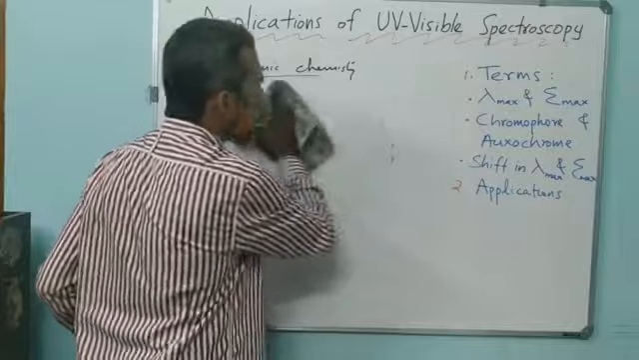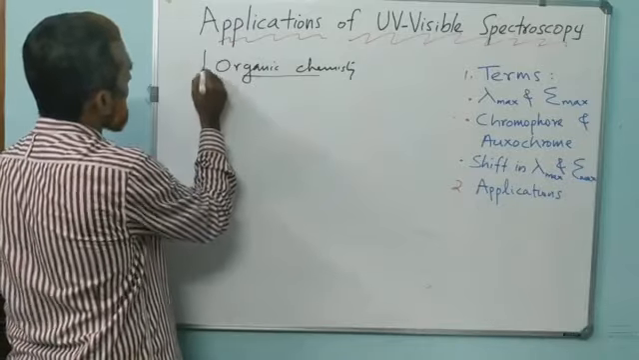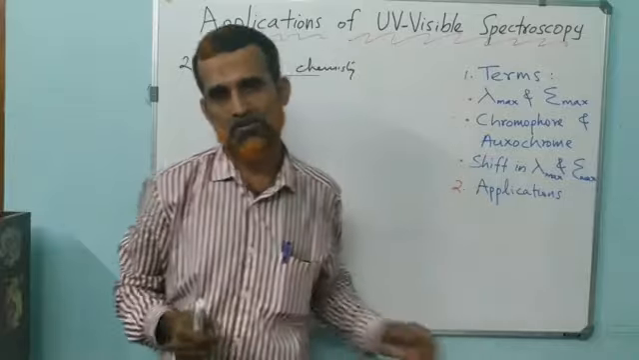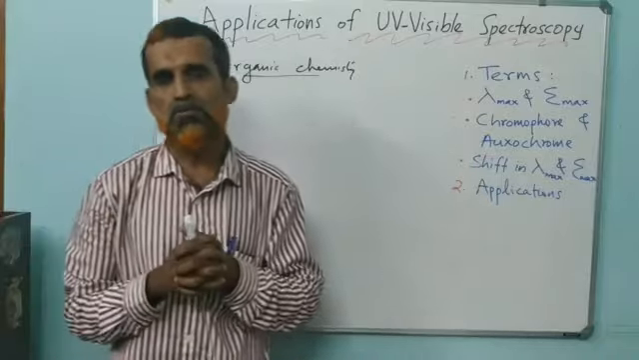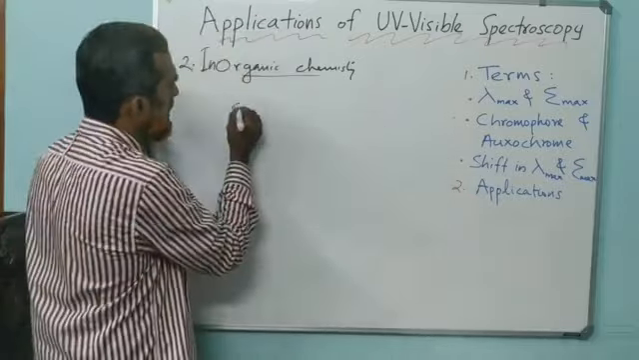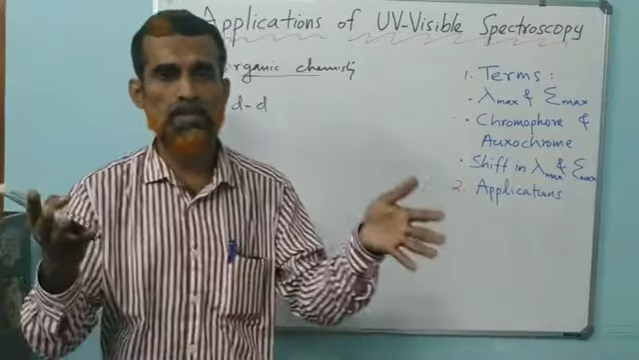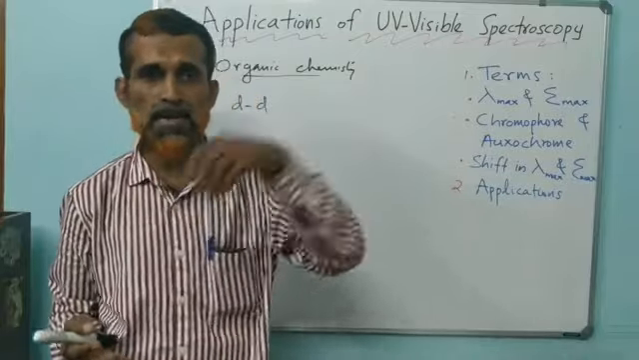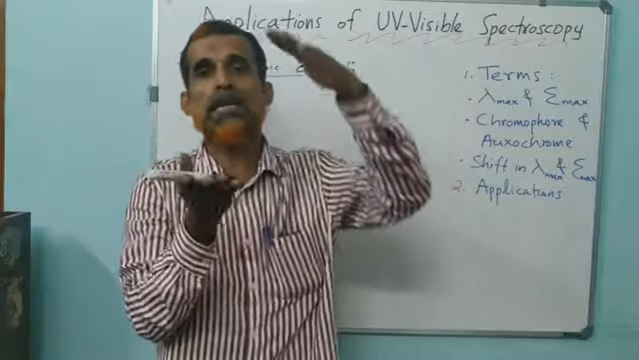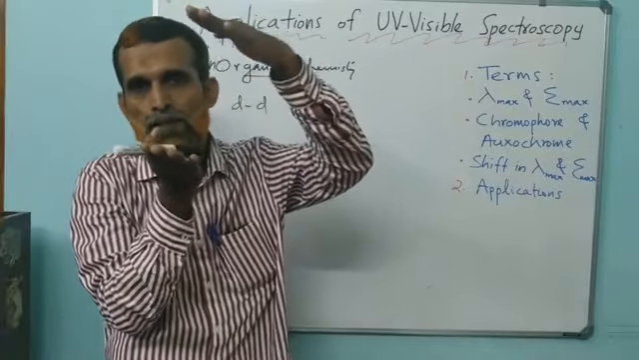Now coming to applications in inorganic chemistry. In inorganic chemistry also there are applications, mainly in coordination compounds. You know that coordination compounds are mostly colored due to d-d transitions and also due to charge transfer transitions. In a coordination complex there will be a central metal ion and ligands, and in the central metal ion the d orbitals get split into two levels, t2g and eg, with a small energy gap.